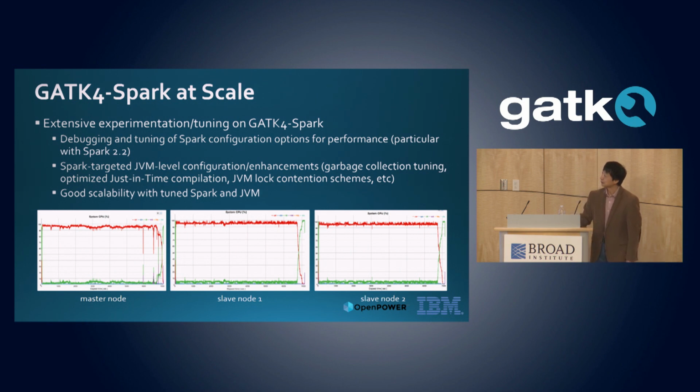We also looked at a few things about Spark-targeted JVM-level configuration enhancements, for example garbage collection strategies, optimized just-in-time compilation, and JVM lock contention schemes, etc. Most of these efforts have been or can be released into open source projects. So I'm hoping that the Broad team can also pick these up for future performance enhancement of GATK.